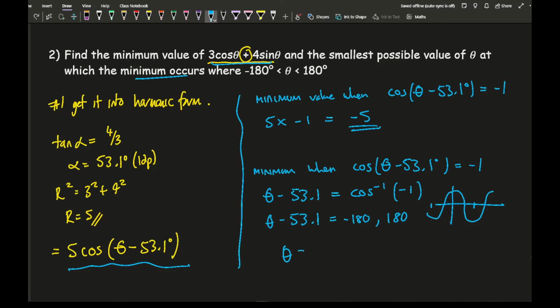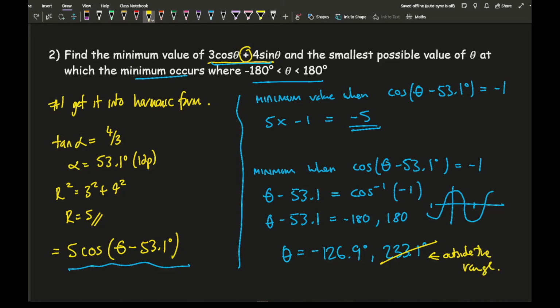So what I'm going to do is just add 53.1 to each of those. So if I add 53.1, I get 126.9 degrees and 233.1 degrees. Now looking at the range, it's telling me that theta is between minus 180 and 180, so therefore I'm going to discount this one because this is outside the range. And it's always worth being careful of that.